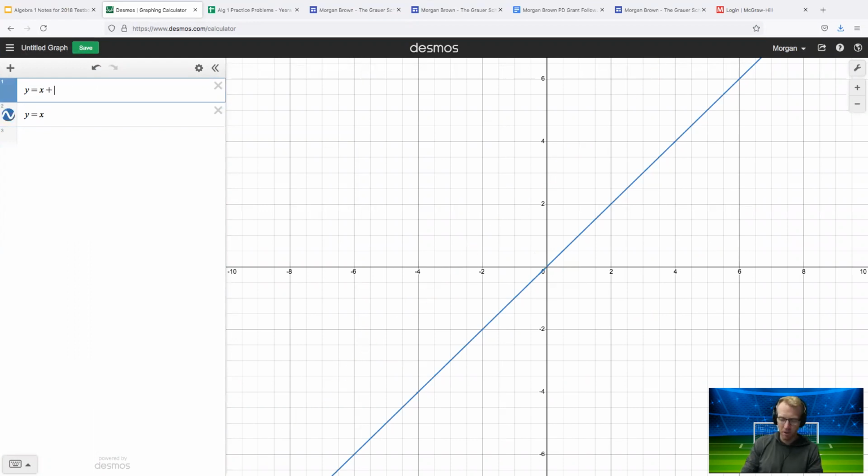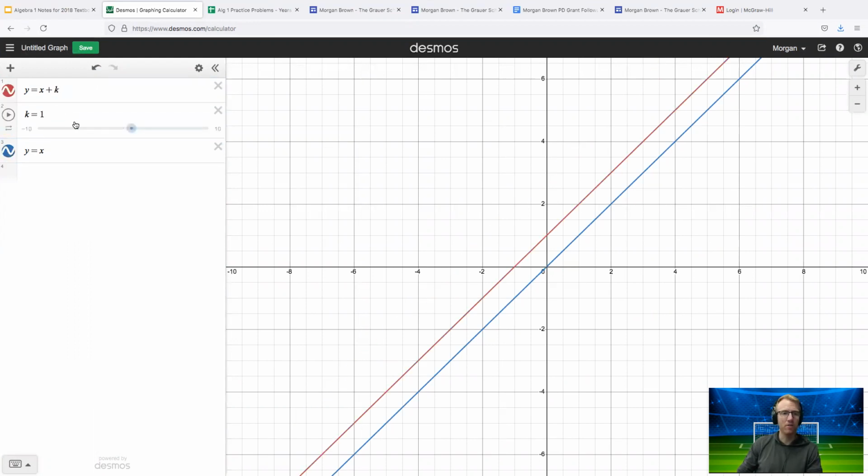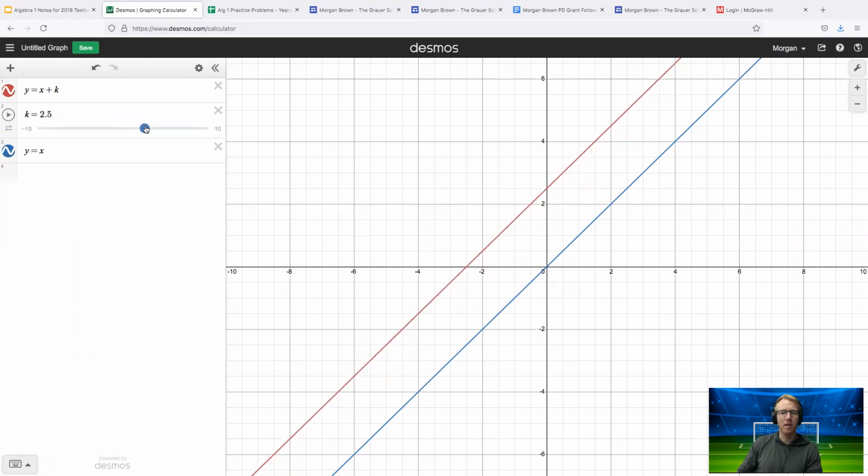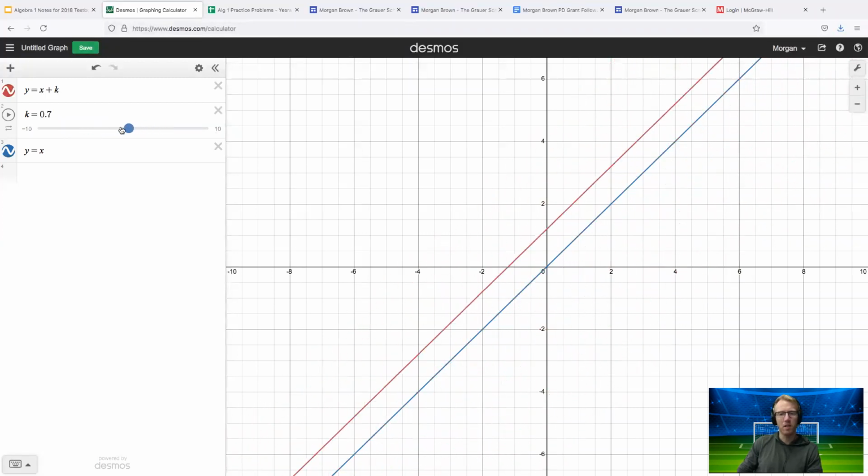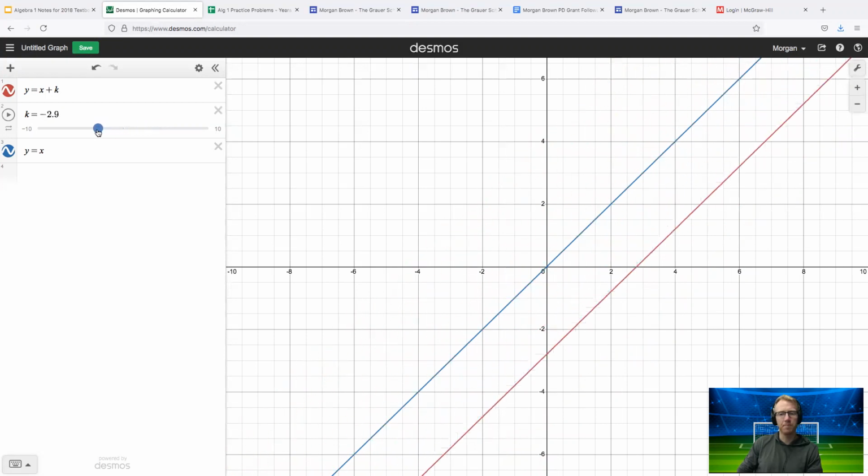And in fact, instead of putting a 3, I can put a k there and add a little slider. And as I make this bigger, you can see the red line is moving up. And if I make k negative, the red line moves down. So this is a vertical shift up or down. The red line is moving up or down.